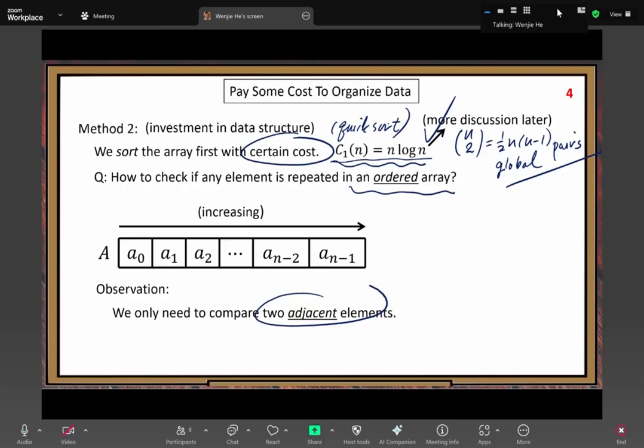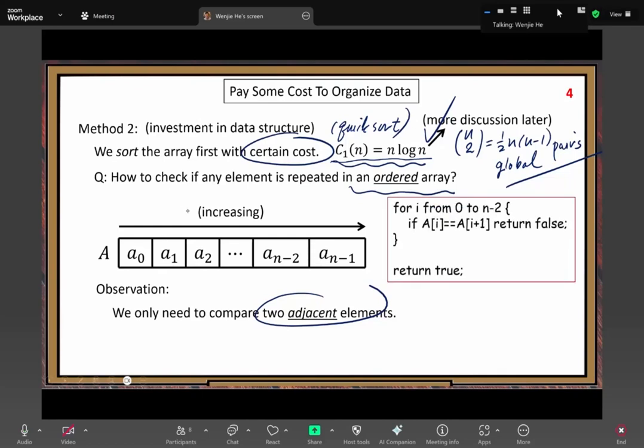So let me tell you. N minus 1. You can see first adjacent pair, second adjacent pair, third, and so on, last adjacent pair. The total number is n minus 1 adjacent pairs.